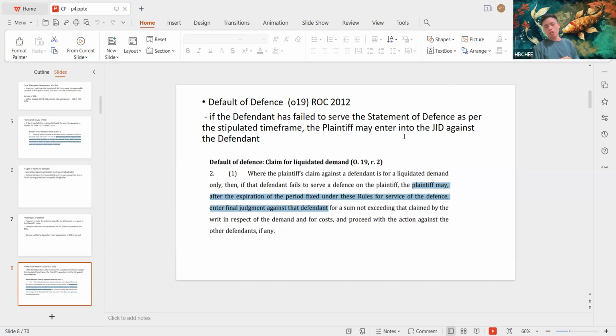Once upon a time, I was a bit confused. The plaintiff entered into judgment in default, it could be a different situation. If the defendant failed to enter into appearance, yes, you can enter into judgment in default under Order 13, because that one is JIDA, judgment in default for appearance. But now this one is because of the defense. The defendant has failed to serve the statement of defense. So the plaintiff may enter into the JID under Order 19. So there are two different types of judgment in default. Okay.